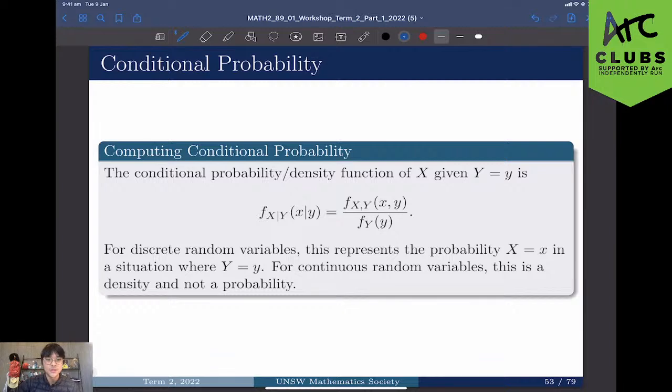To calculate the conditional probability of x given y, again, this is pretty similar to conditional probability, so it's just going to be equal to the joint density function over the marginal function of y.